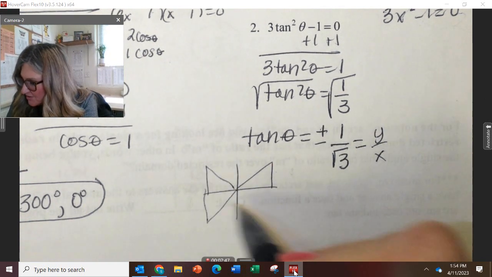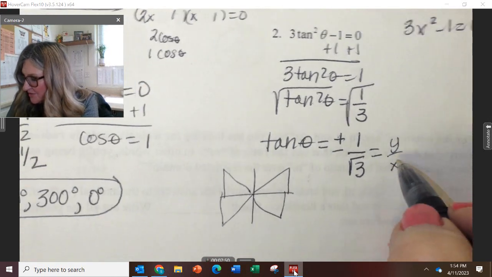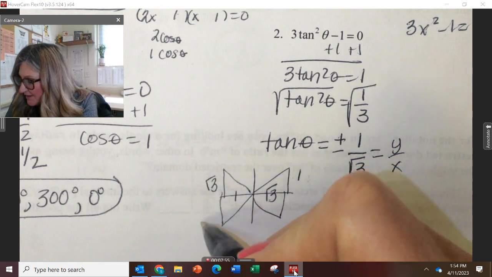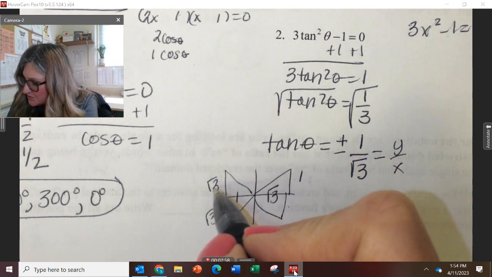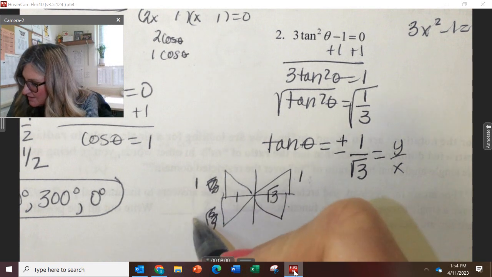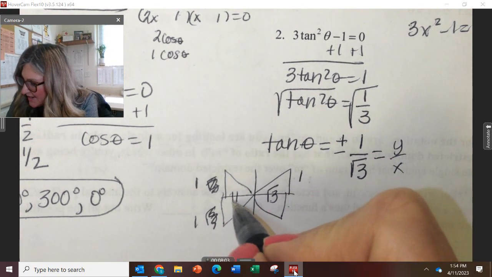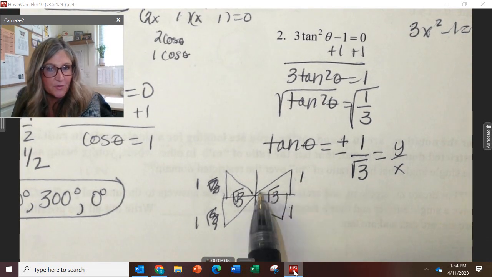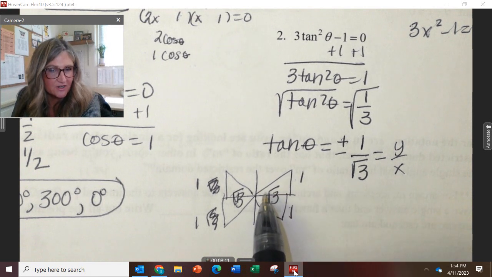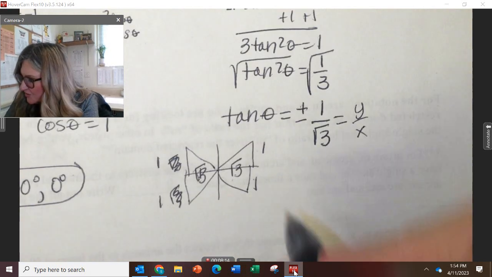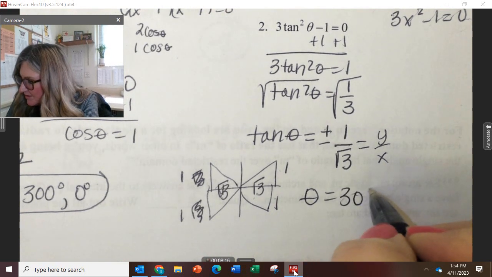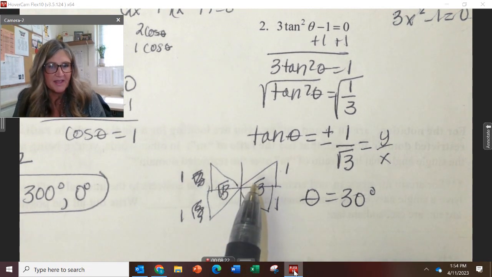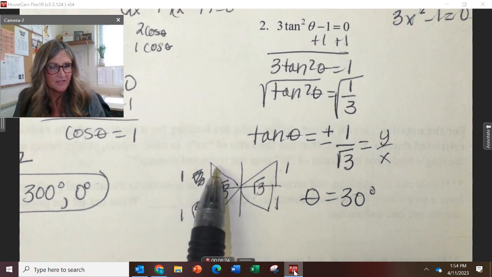I'm going to go ahead and use triangles on this one. You could use the unit circle, but I'm going to use triangles. This is 1, this is radical 3. Because y is 1, x is radical 3. So what's the reference angle then? What's across from the 1? In a 1, radical 3, 2, what's across from the 1? So this is a 30-degree reference. And I need 30 degrees in every quadrant. Figure it out. What would it be in every single quadrant with a 30-degree reference?